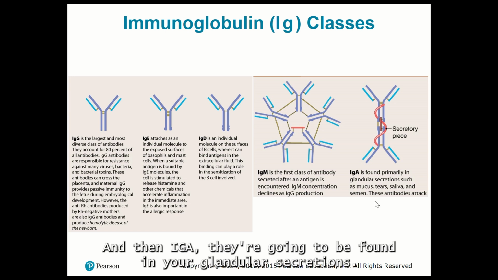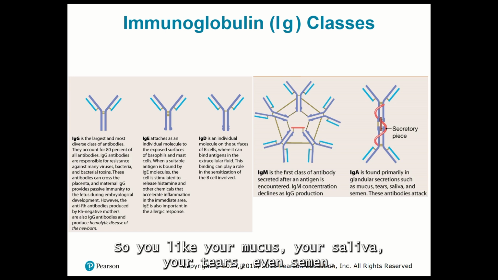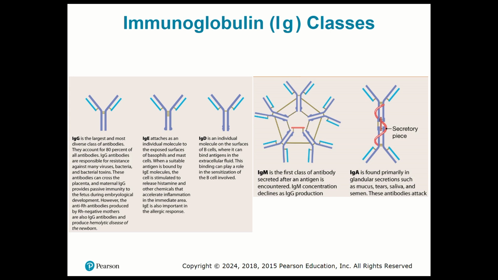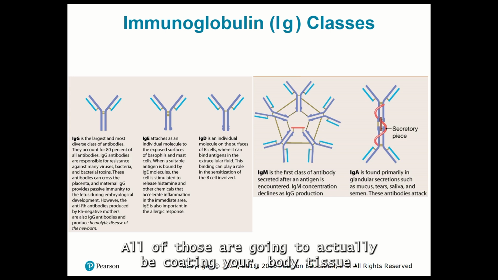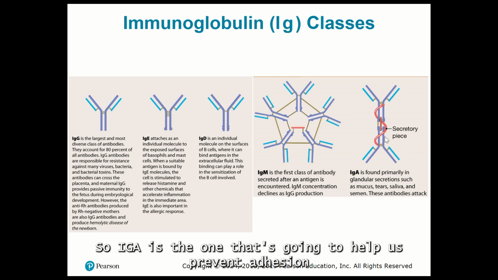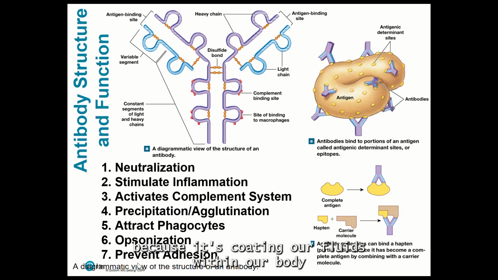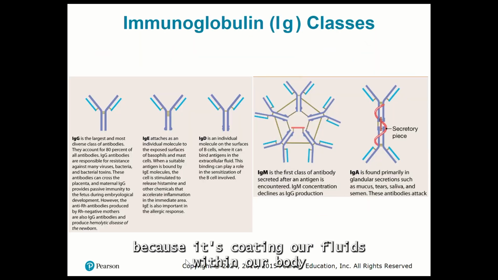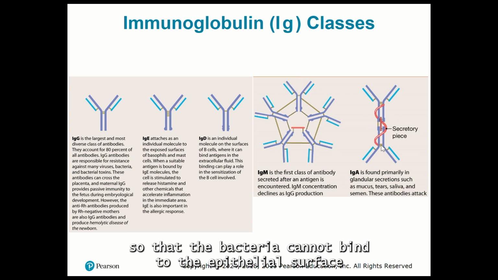And then IgA. They're going to be found in your glandular secretions, so like your mucus, your saliva, your tears, even semen. All of those are going to actually be coating your body tissue. And so you'll notice here the IgA is kind of 2 of the antibody pieces that are going to be put together. So IgA is the one that's going to help us prevent adhesion because it's coating our fluids within our body so that the bacteria cannot bind to the epithelial surface.